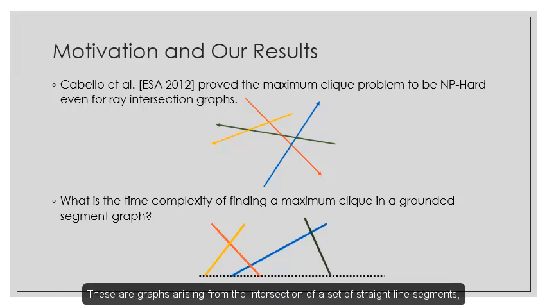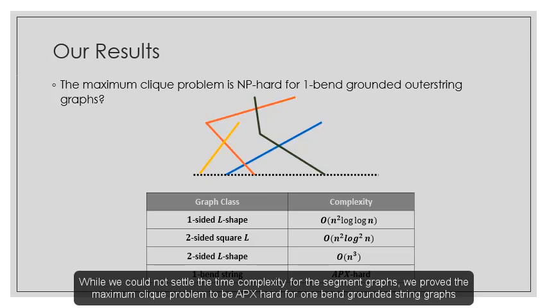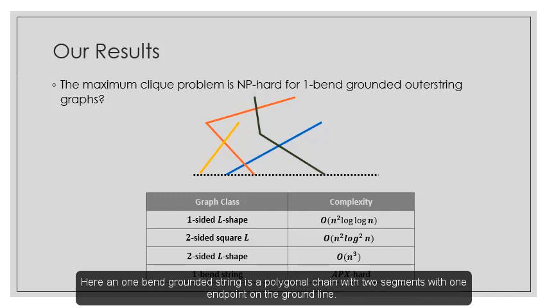These are graphs arising from the intersection of a set of straight line segments, where every segment has one endpoint on a ground horizontal line. While we could not settle the complexity for segment graphs, we proved the maximum clique problem to be APX-hard for one-bend grounded string graphs.